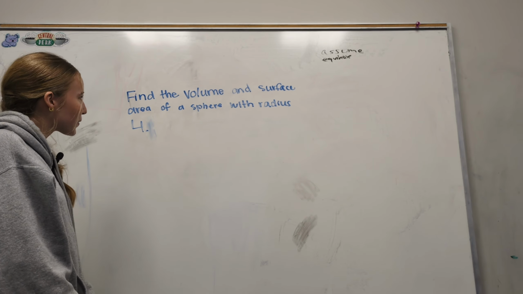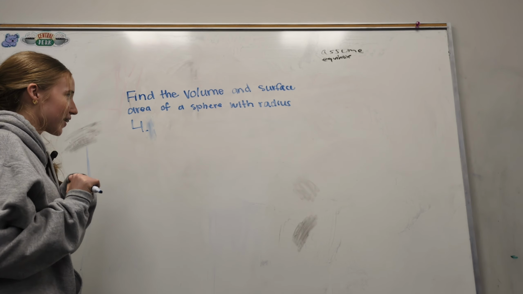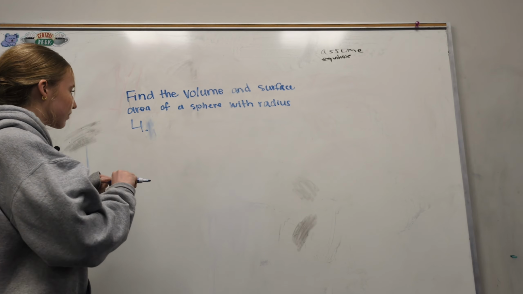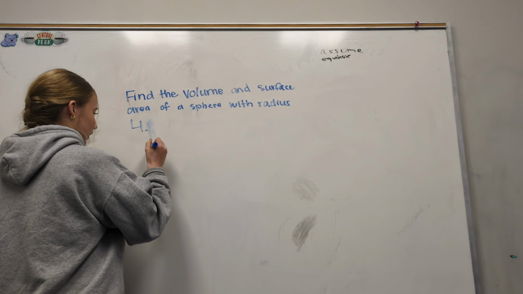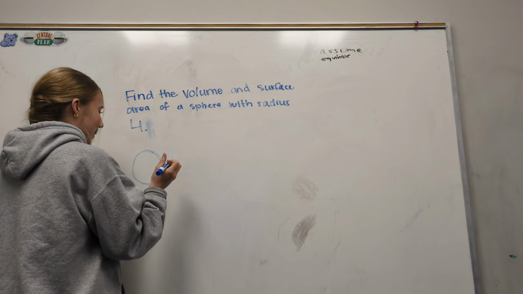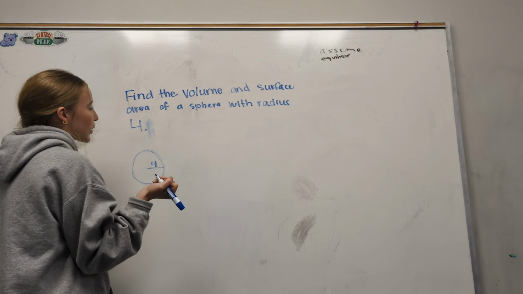For our first problem, we're going to find the volume and surface area of a sphere with a radius of 4. First, we're going to draw a picture. Pretend it's a sphere. The radius is 4. We're going to start with volume.